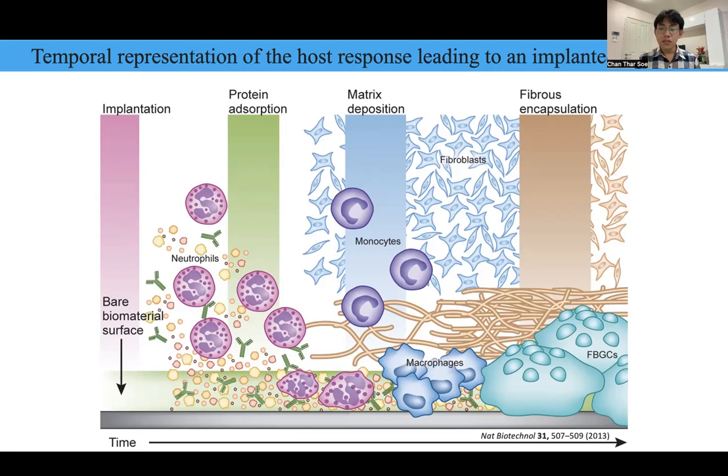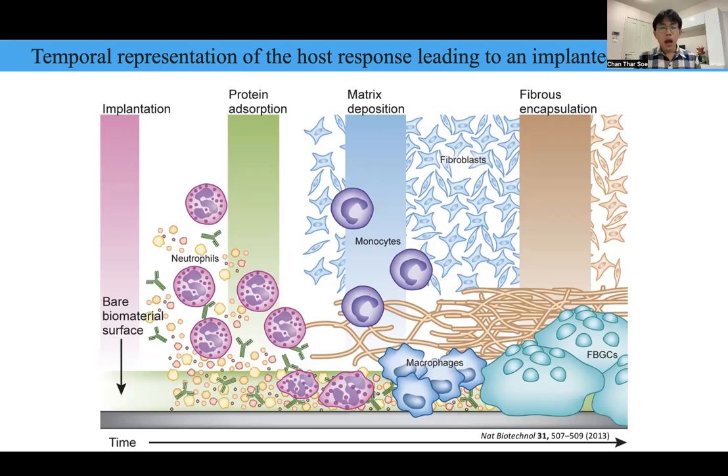After that, in the second stage, a few minutes later, there will be matrix deposition. In this case, more immune cells, such as monocytes, will come, and macrophages will come together. After that, cells such as fibroblasts come, in the stage of fibroblast encapsulation. Many different kinds of cells will come together and encapsulate this implant biomaterial. This is what happens within 1 or 2 hours of implanting the biomaterial into our biological system, our body.